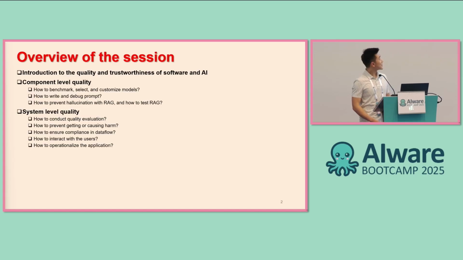So we will cover a lot of topics. We'll talk about what it means to have trustworthy software in traditional software and AI software. What are the component-level considerations you have to make, and system-level considerations you have to make. We'll start from the beginning, with the definition of quality and trustworthiness.